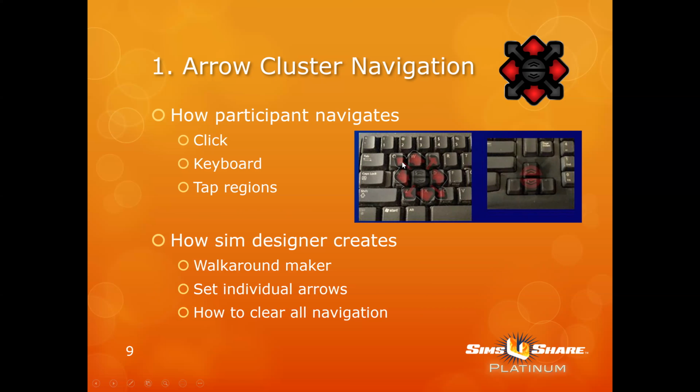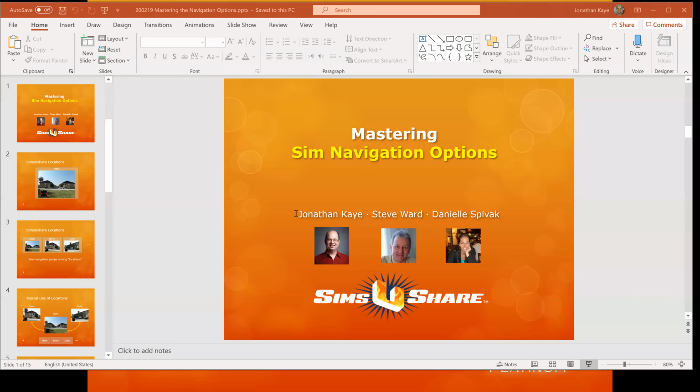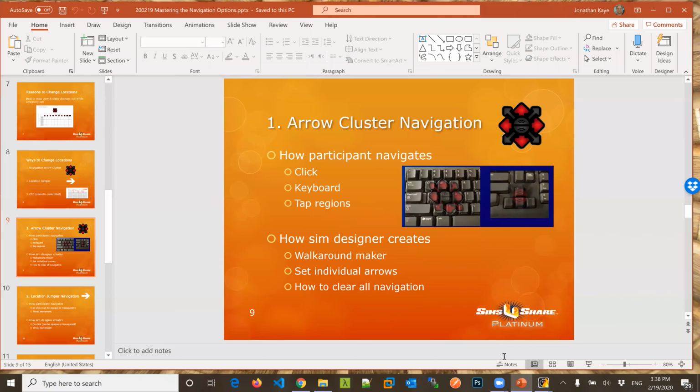Now, if you want to use the center semicircle arrows, you can use the up and down keys also on your keyboard. Another thing people are not typically familiar with is tap regions, and I'm going to show what that looks like. If we're looking at SimsUshare right now, and let's say we're going to play a scenario, I'm going to go here to say Myrtle CTC.